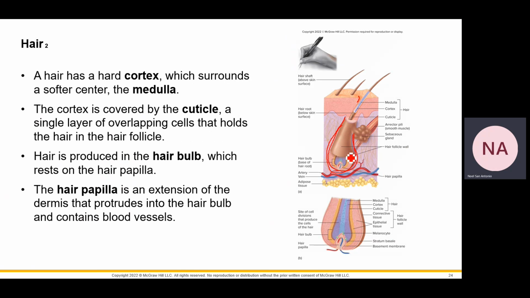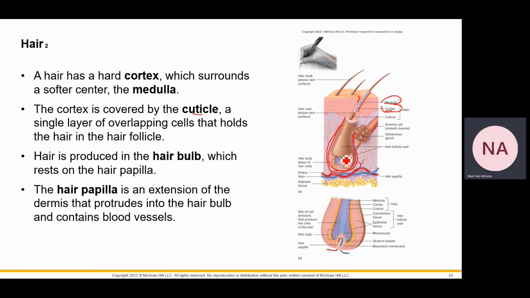Now, the hair is also divided into two layers. The hard outer layer is known as the cortex, while the inner softer center is known as the medulla. That outer cortex is still covered with overlapping cells called the cuticle, and it is the cuticle that holds the hair in your follicle.